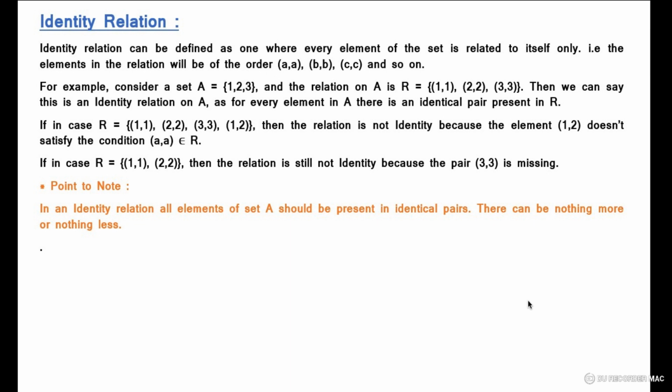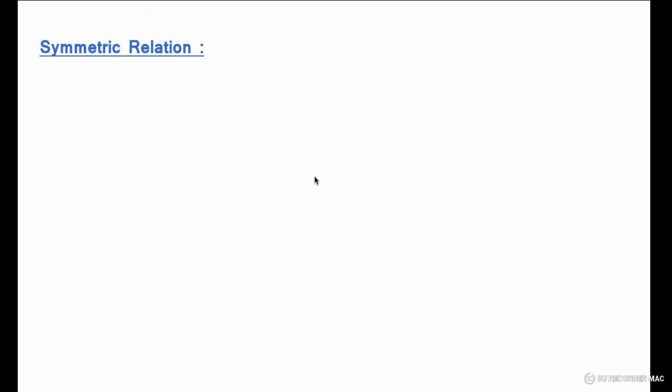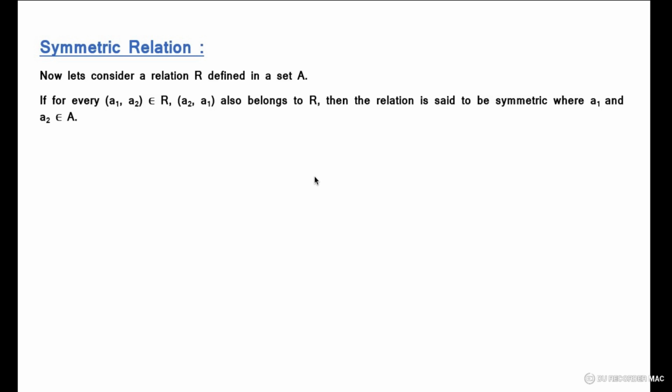Now, let's move on to the next type of relation. The next type of relation is the symmetric relation. What is a symmetric relation? Let's consider a relation R defined in a set A. If for every (a1, a2) belonging to R, (a2, a1) also belongs to R, then the relation is said to be symmetric, where a1 and a2 belong to set A.